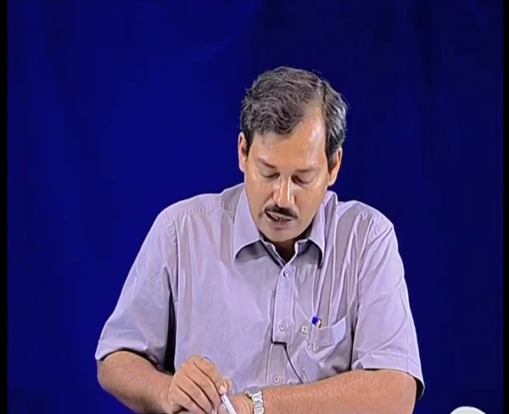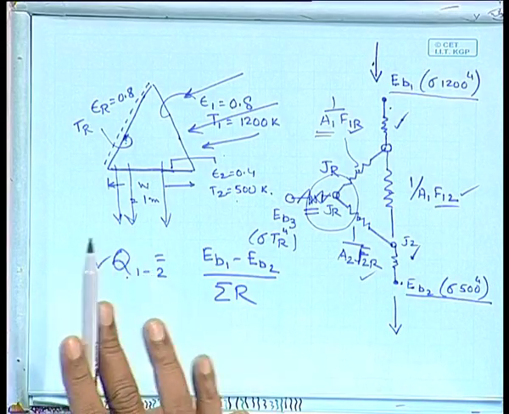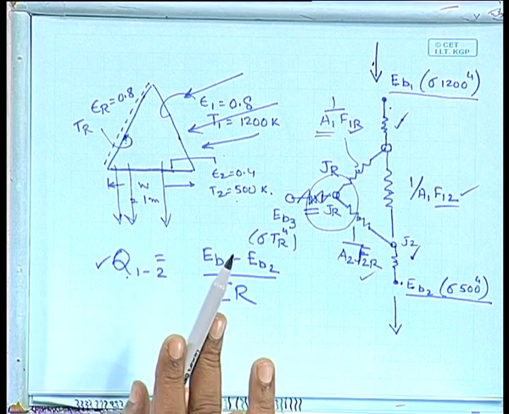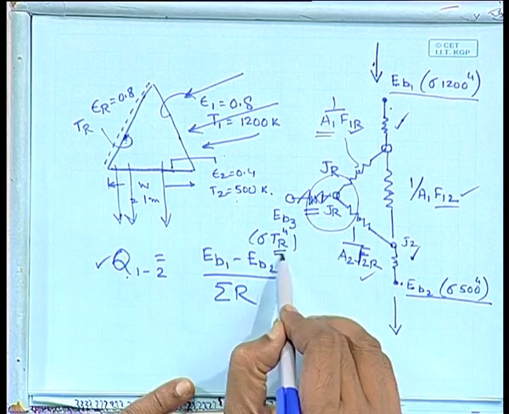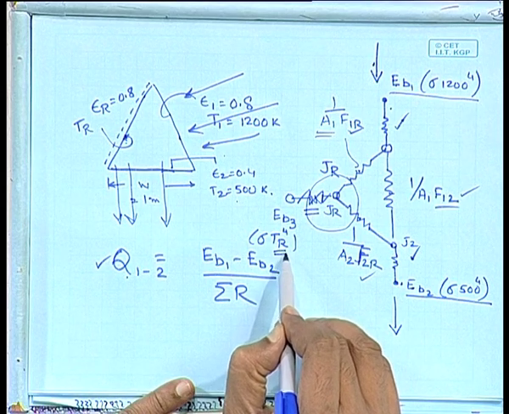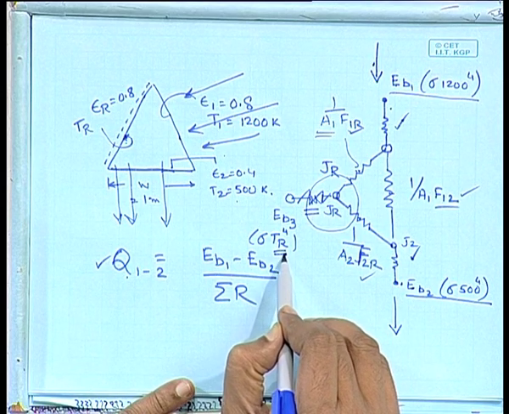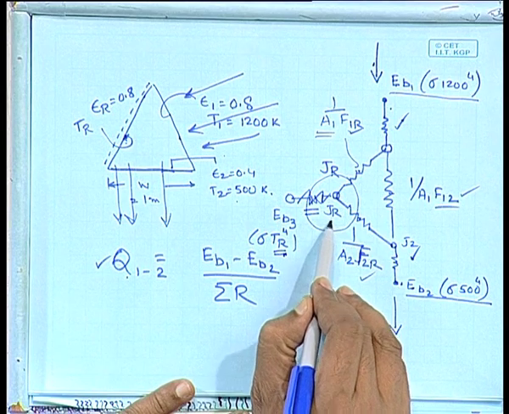Let me ask you, is there any question how you evaluate Q1 to 2? I think all of you understood. Any question? So, the next part is I have to find out the magnitude of TR. In order to find the magnitude of TR, I have to know JR. How do I find out JR?